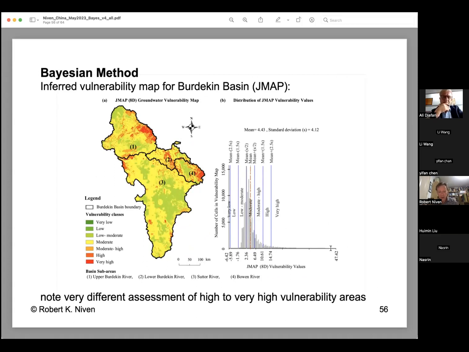There's a couple of things to point out. You'll notice that the distribution of vulnerabilities now has a skewed distribution. So it's very different to what we saw earlier with the DRASTIC method. And secondly, the locations where we are now predicting high vulnerability are quite different in this analysis compared to that earlier analysis. So we have a very different assessment, particularly of these zones of high and very high vulnerability to nitrate. And that's important because that will help users in those locations make judgments about protection of the environment, fertilizer use, groundwater use, and so forth.